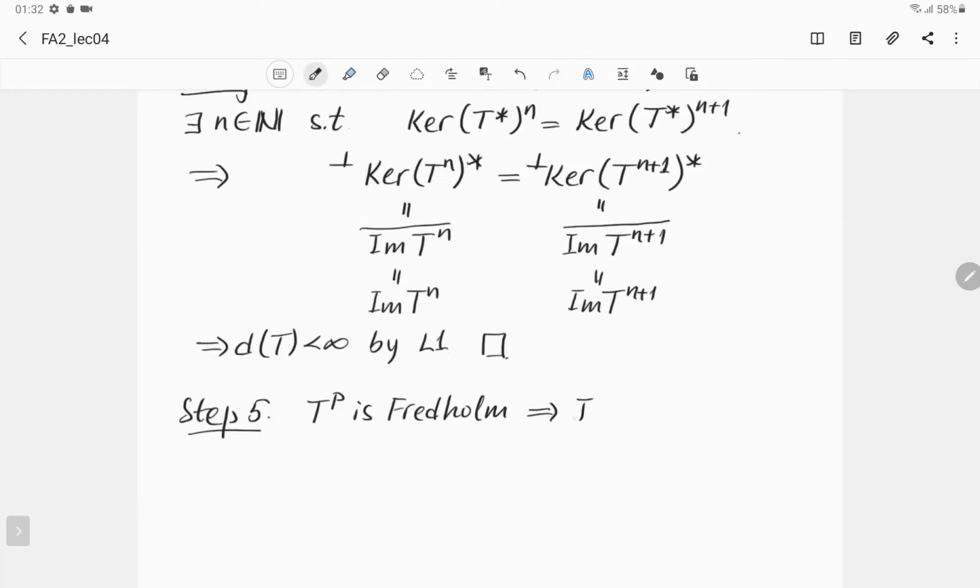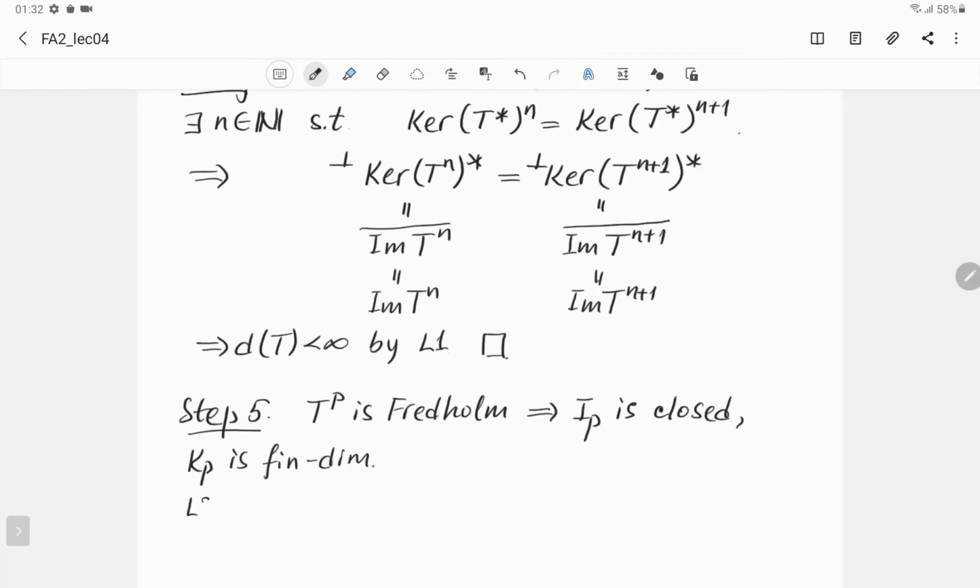So Ip is closed. And Kp is finite dimensional. And finally, lemma 2 implies that we have the direct sum decomposition, and that T restricted to Ip is not just an algebraic isomorphism, but is also a topological isomorphism by Banach's inverse mapping theorem.